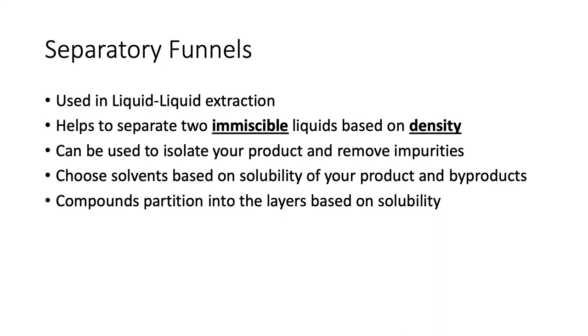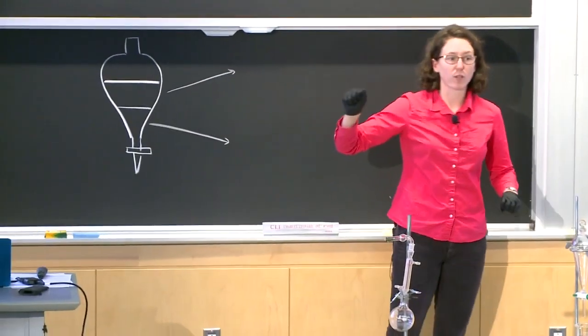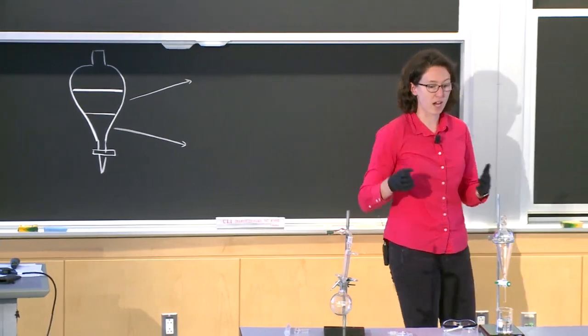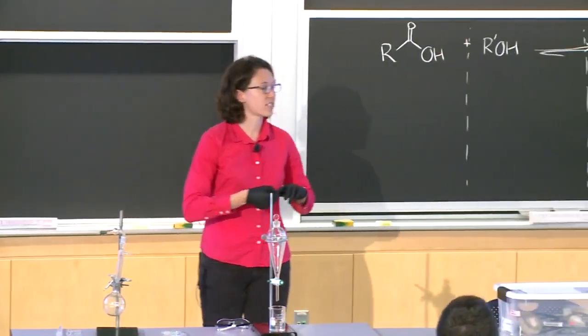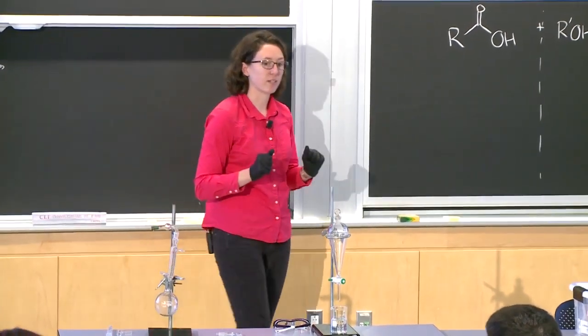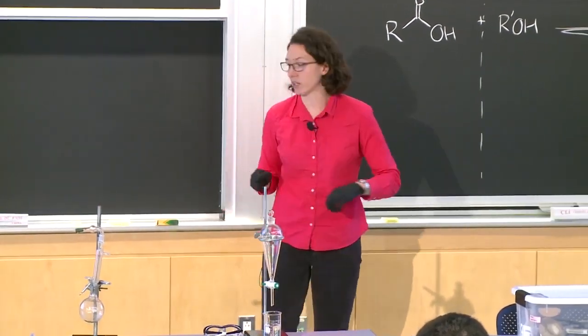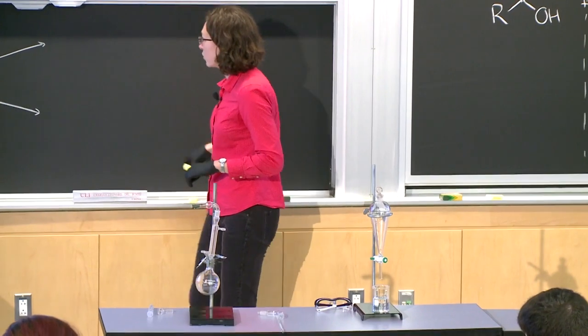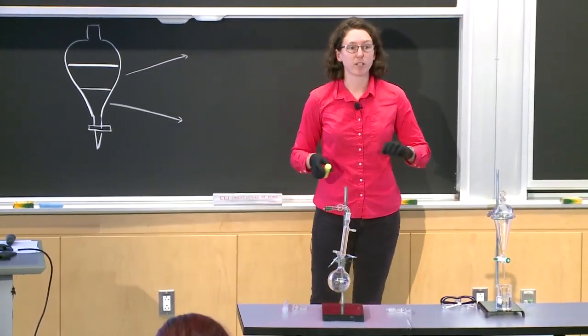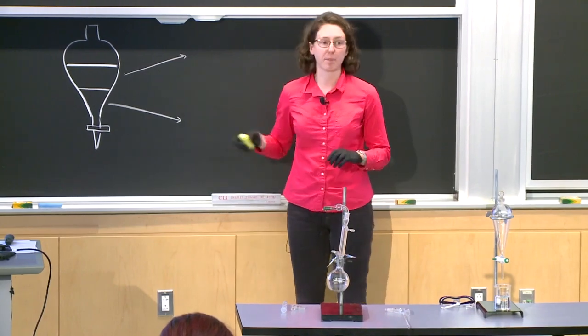So when you have your separatory funnel, you will pour your two things into it and you should get two layers. And so your more dense layer will be on the bottom and your less dense layer will be on the top. So in our case, water has a density of about 1. And most organic liquids have a density of less than 1. So if you take your product, which is an ester, and you add water to it, what will be on the top and what will be on the bottom?